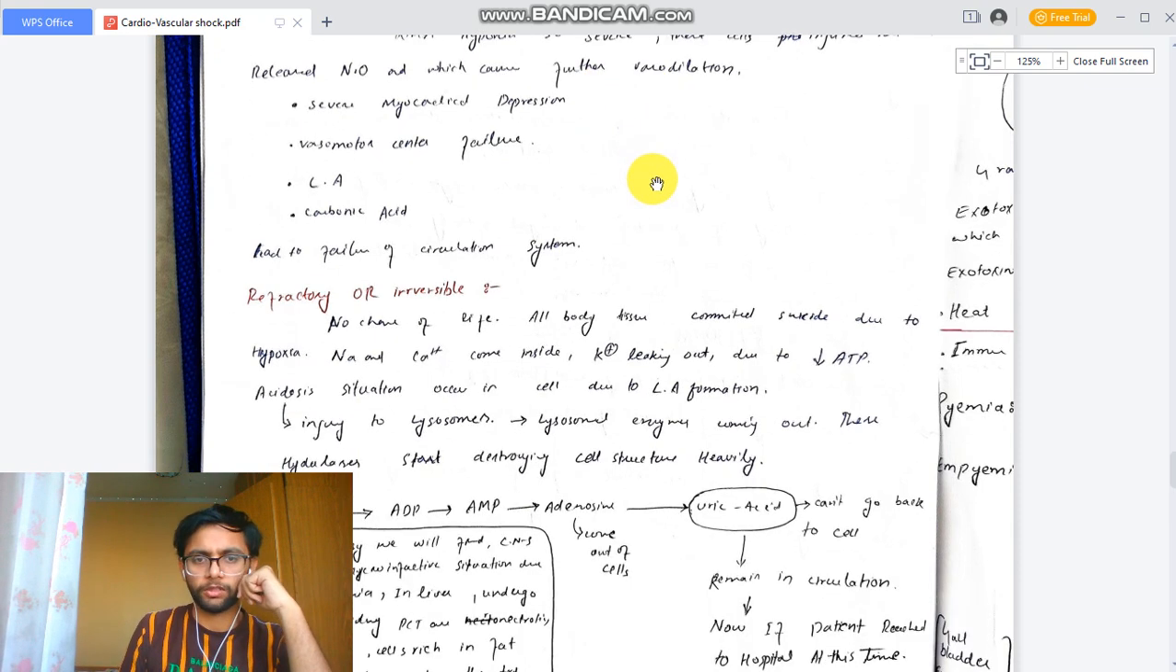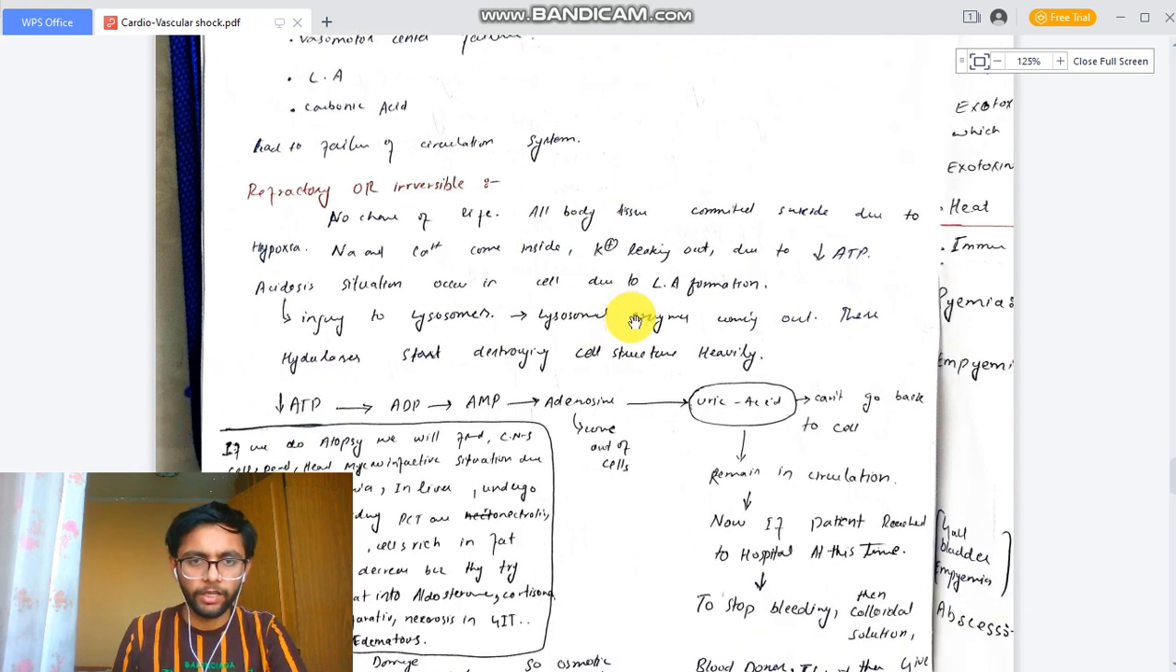Without treatment, the patient goes into the third stage, refractory or irreversible, in which there is no chance of life. All body tissue commits suicide due to the hypoxia. Sodium and calcium go inside the cell and potassium comes out of the cell. All the action potentials will be disturbed. Low ATP. Acidosis occurs in the cell due to lactic acid formation, injury to lysosomes, and the lysosomal enzymes come out. These hydrolases start destroying cell structure heavily.